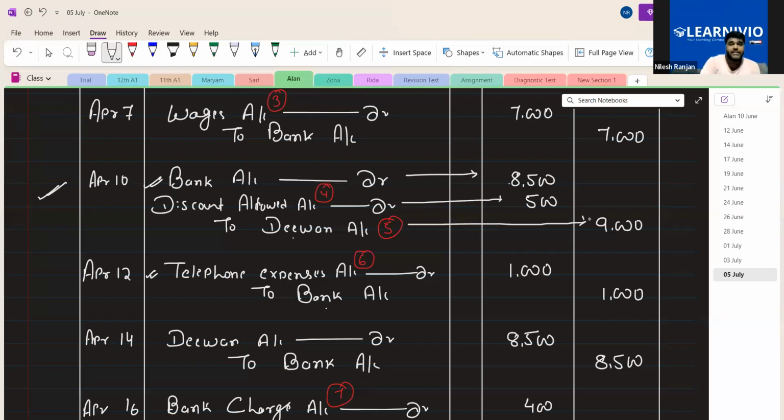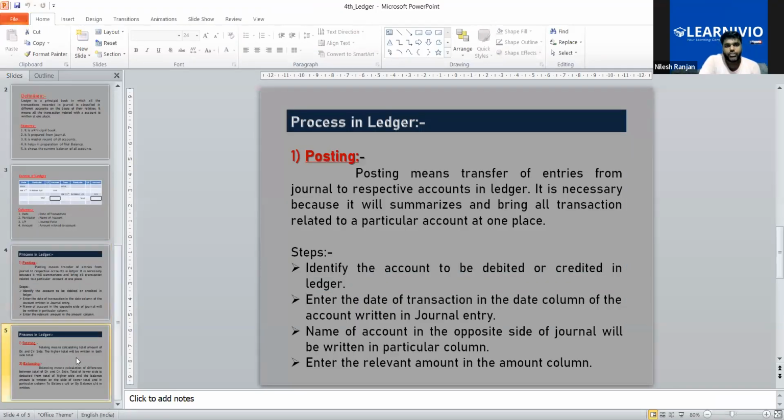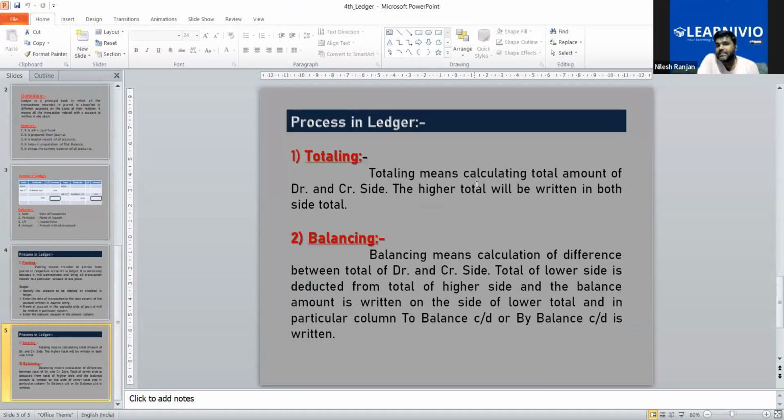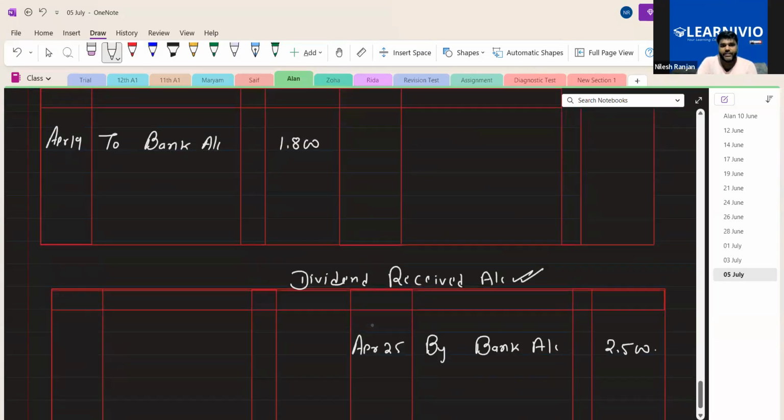So after this step, the next step is totaling. We have completed the posting. Now the totaling. Totaling means calculating the total amount of debit and credit side. The higher total will be written on both sides. So what does it mean? Let's start at the end, with the dividend received account.